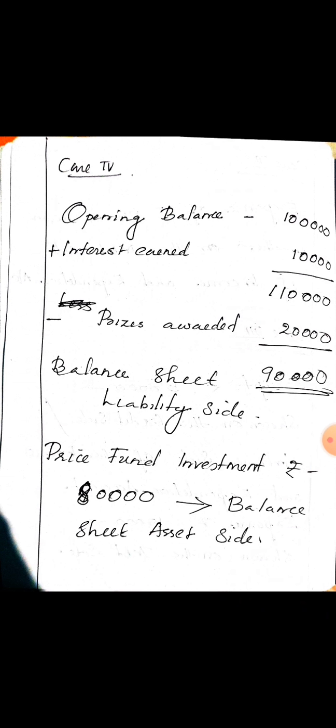Opening balance of prize fund 1 lakh. Interest earned 10,000. Total 1,10,000. Expenses or prizes awarded 20,000. Balance rupees 90,000 shown on the liability side of the balance sheet because it is a positive figure. Prize fund investment rupees 80,000 is an investment. Investments are assets of the business organization, so it will be shown on the asset side of the balance sheet.